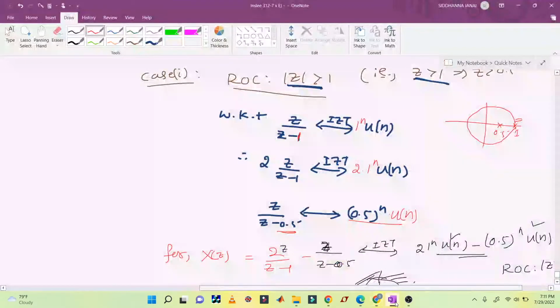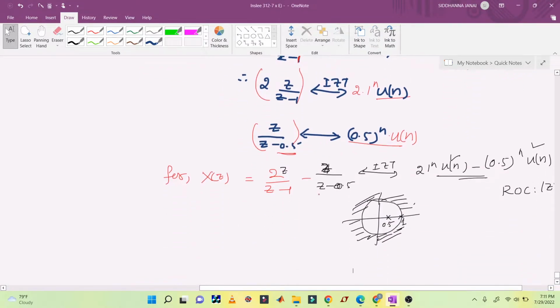Okay. Now our ROC is greater than this pole, which means it is a right sided sequence. 0.5 and 1, greater than 1 means greater than 0.5 also. So we will get 2 into 1 to the power n u of n, and 0.5 to the power n u of n for our two terms. One term is this one, second term is this one. Both are right sided sequences. That is the meaning of the given ROC.